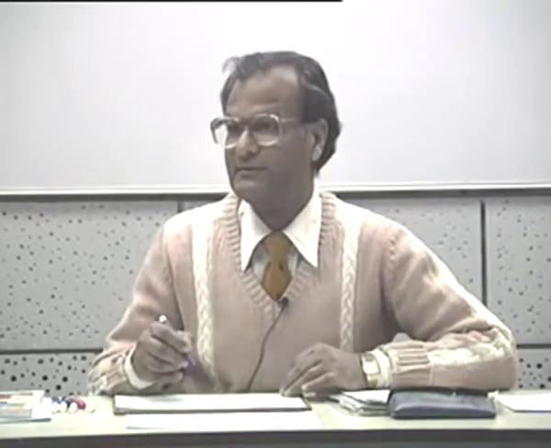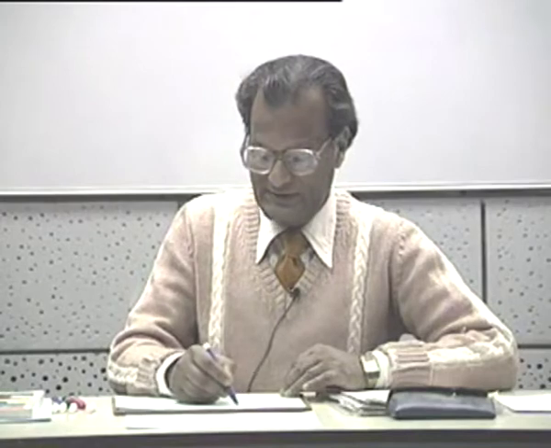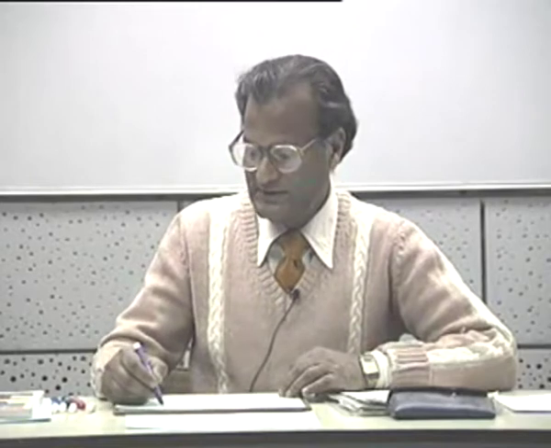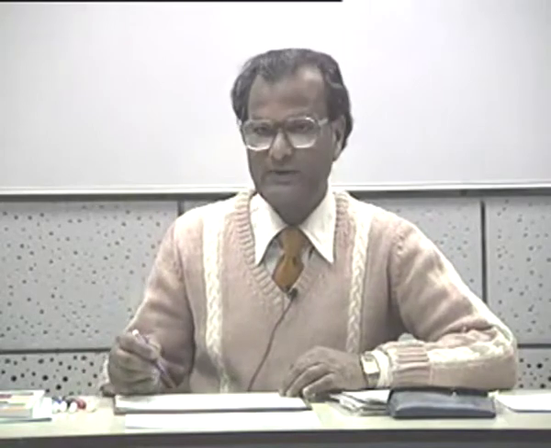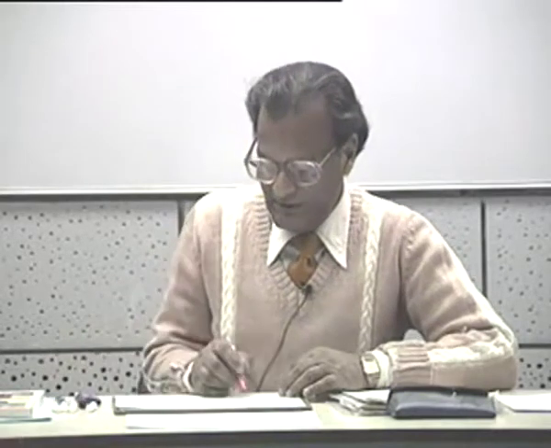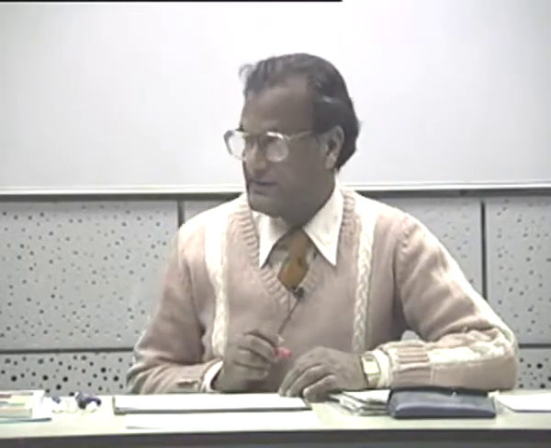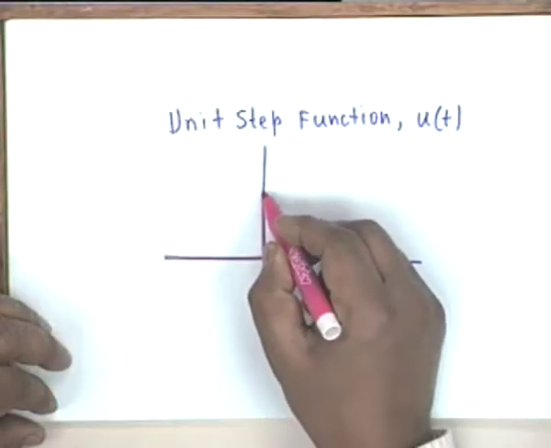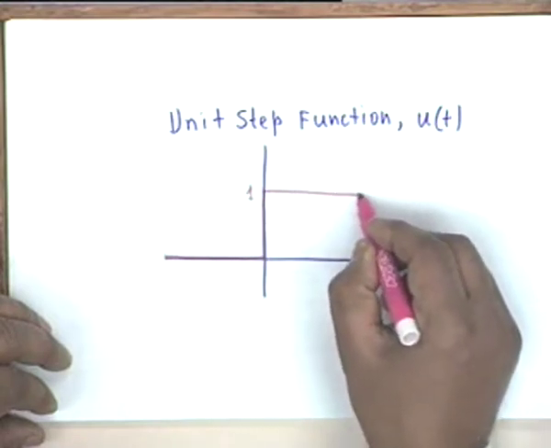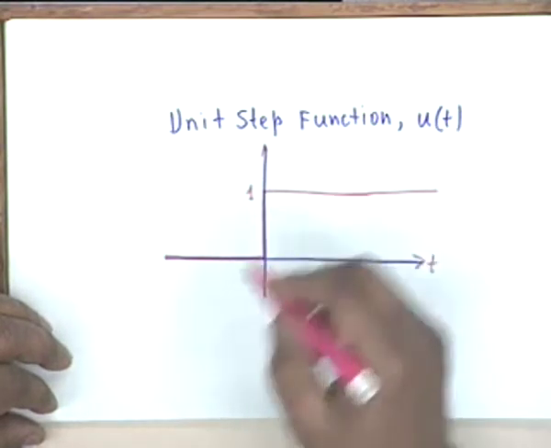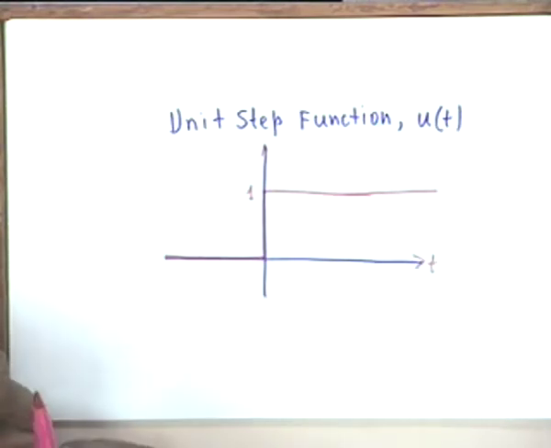Have I done so earlier? No. And first I would introduce the unit step function. A unit step function is usually denoted by u of t. U for unit, t for time. It's a function of time, and a unit step function is 0 for t less than 0, and at t equal to 0 it suddenly rises to a value of 1 and then stays constant for all times to come. This is the plot of u of t versus t. This is the unit step function.